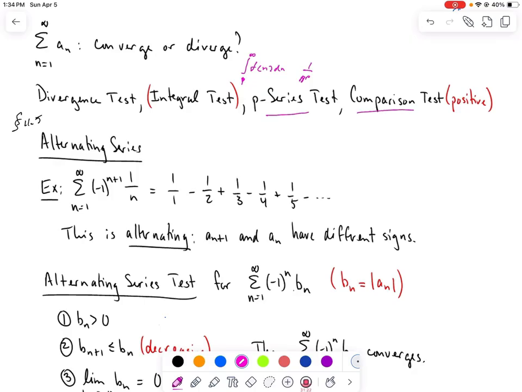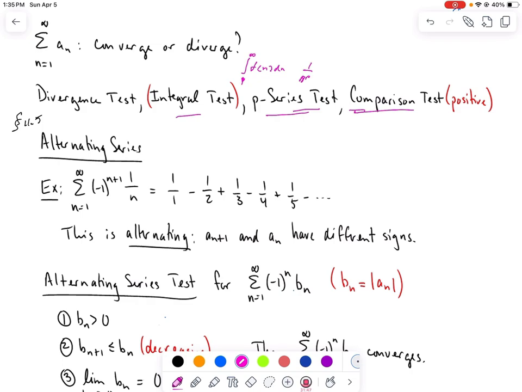The last thing we did was the comparison test and the limit comparison test. These only work with positive term series. The p-series test also works with positive terms, and the integral test is also for positive terms because we are going from 1 to infinity.